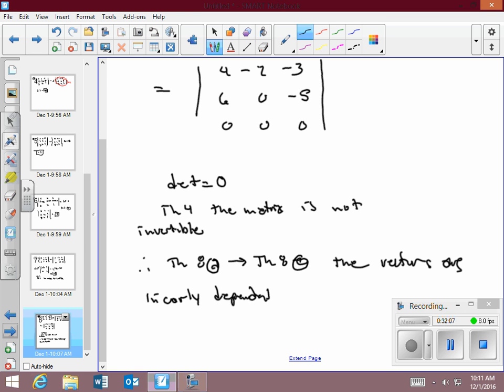So that's theorem 8. I should have brought that sheet that I printed off for you. What page is that on? Is that the first chapter?